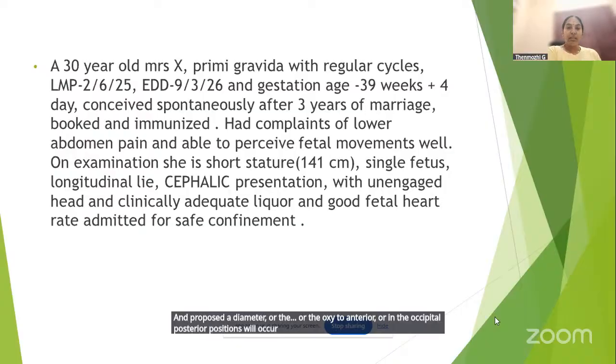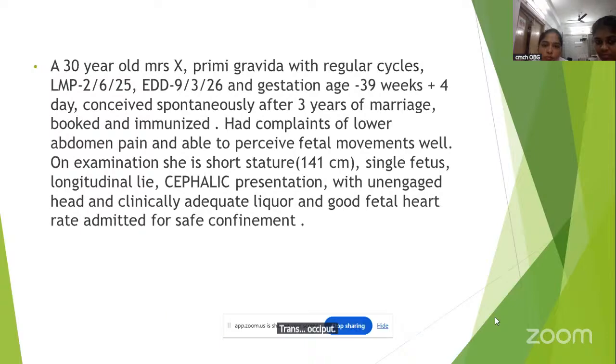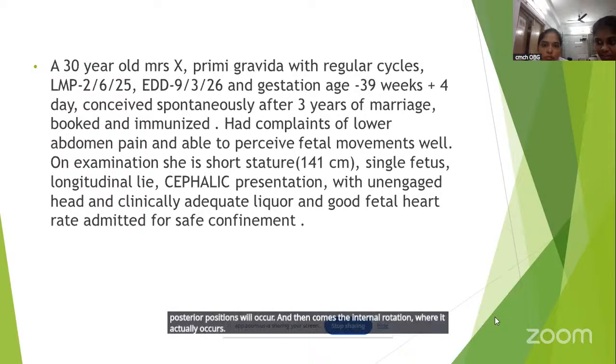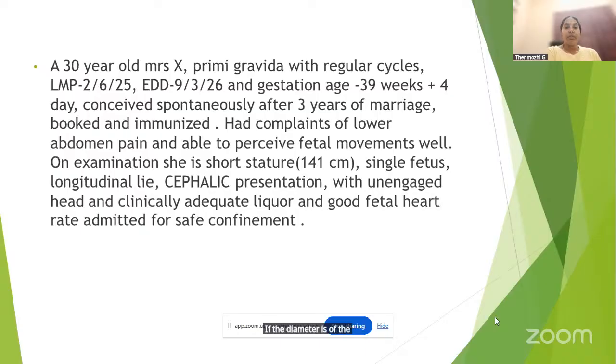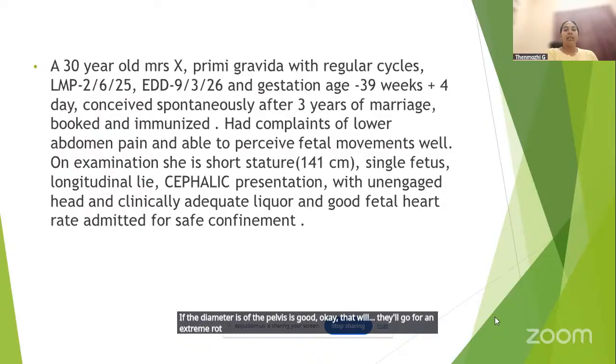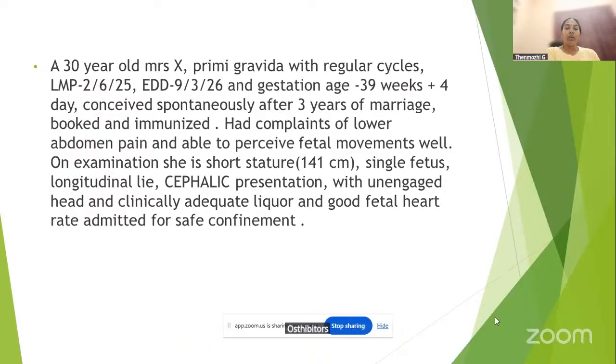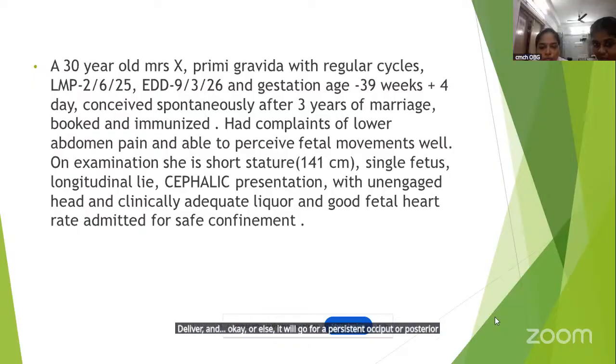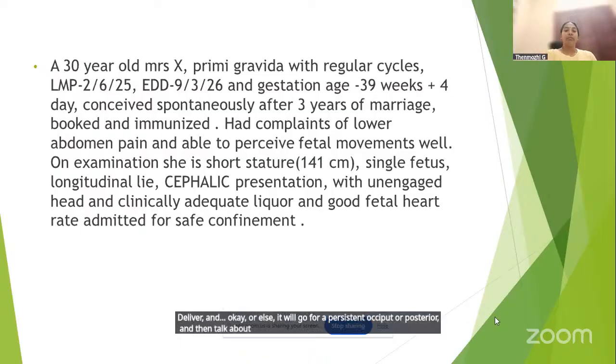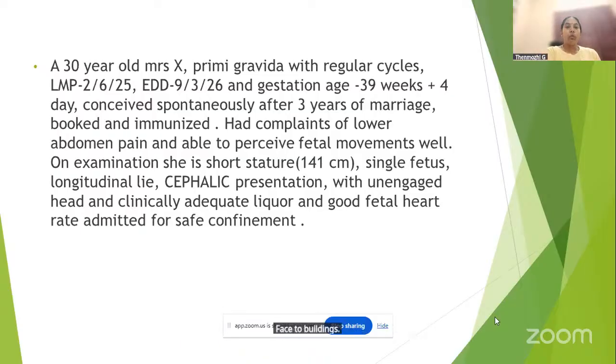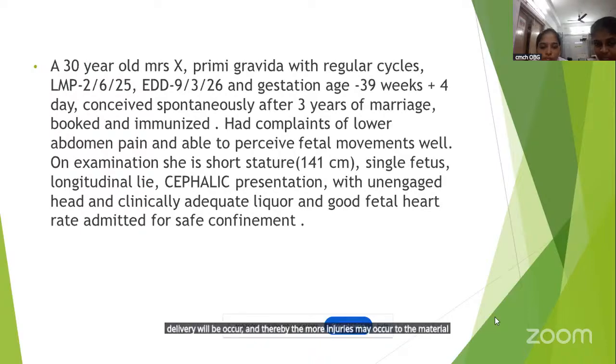And then comes the internal rotation. The diameter of the pelvis is good. They will either go for an extreme rotation anteriorly and deliver by occipito-anterior, or else it will go for a persistent occipito-posterior, and then how will the baby be delivered? Face to pubis delivery will occur and thereby more injuries may occur to the maternal soft tissues. Okay.